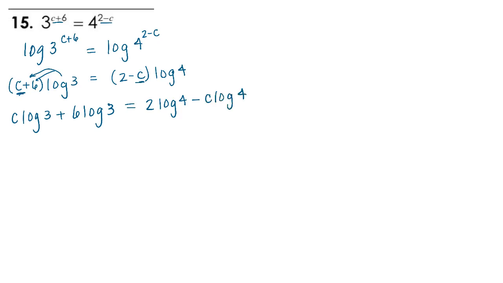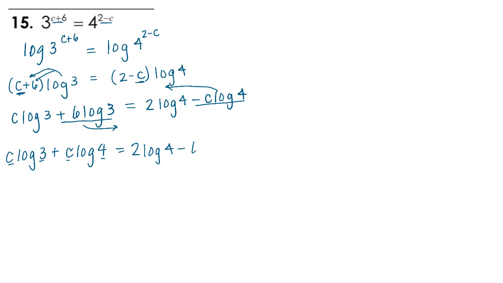Now you need to get the terms that have c in them. We're going to move those to the left of the equation, and the ones that don't have c in them, let's move those to the right. Again, there's nothing that you can combine, so it's just a lot of rewriting. So that's going to be plus c log 4. You cannot combine those, even though both of those are c, because this log value is different. Over here on the other side, we have 2 log 4 minus 6 log 3.